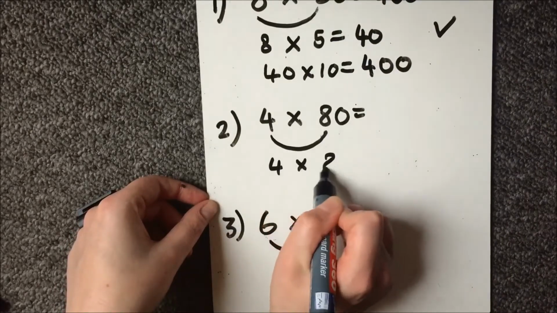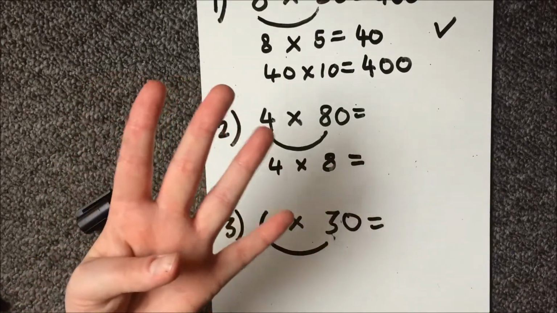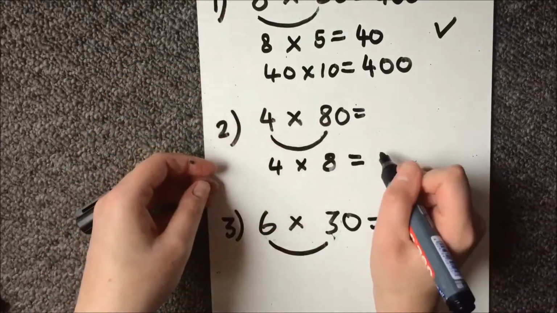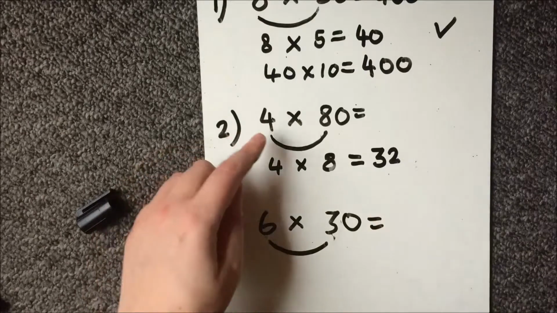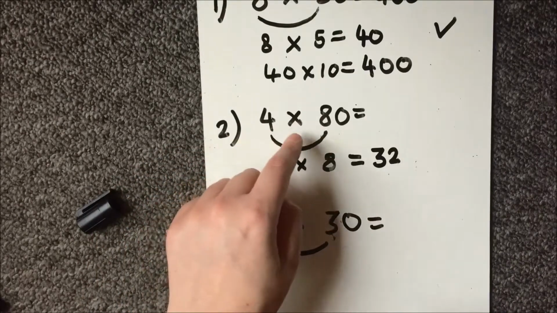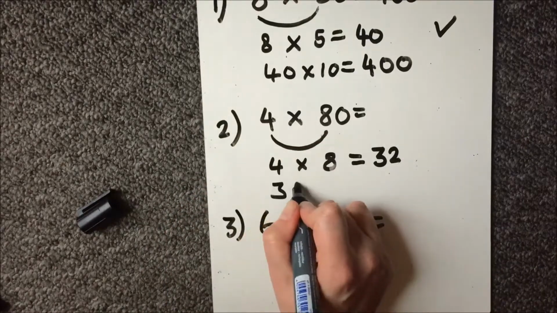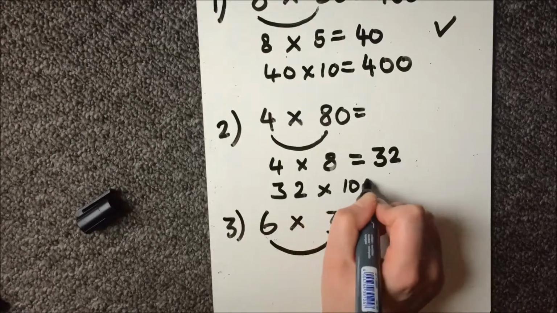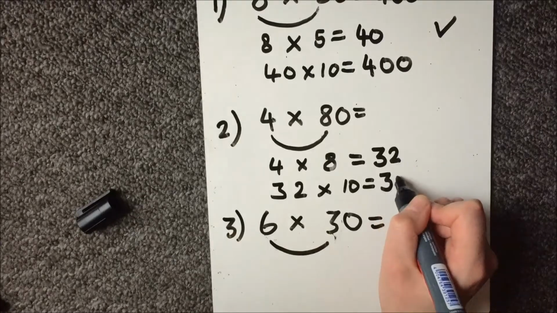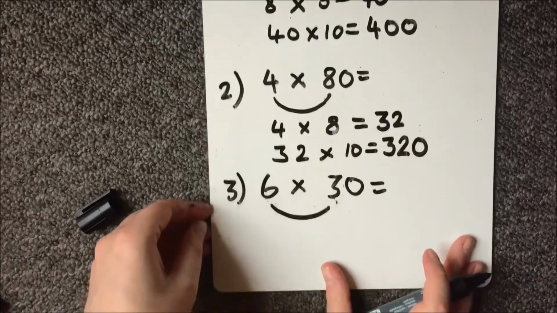Next one. 4 times 8. How many fingers up? What are we counting in? 4 fingers up, counting in 8s. Off we go. 8, 16, 24, 32. But again, I'm not timesing 4 times 8 ones. I'm doing 4 ones times 8 tens. So I need to multiply all of this by 10. Do you remember what happens? The 3 tens become hundreds. The 2 ones become 2 10s to make 20 and 0 as a placeholder.